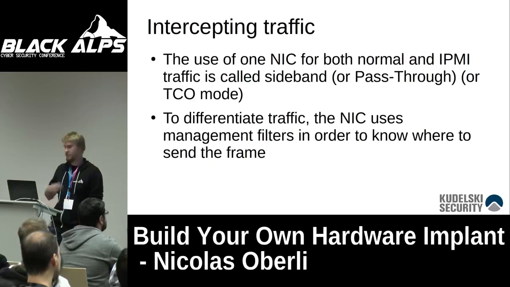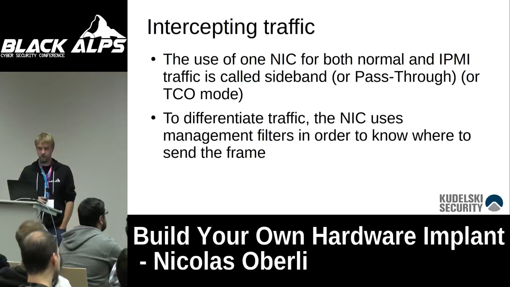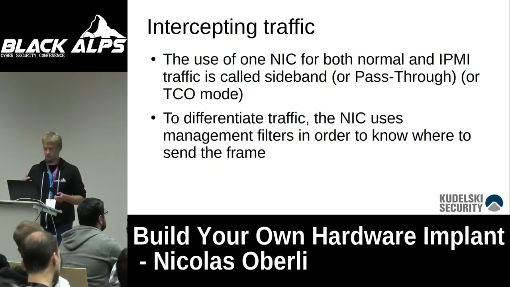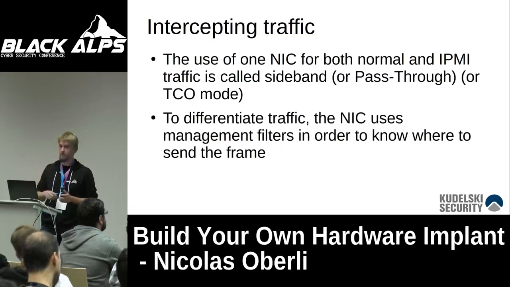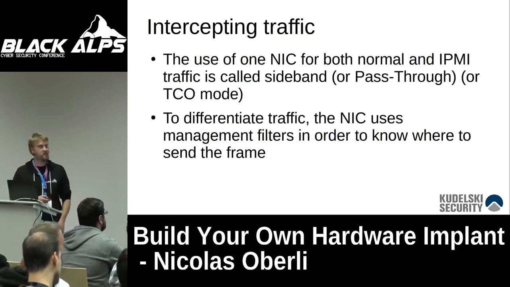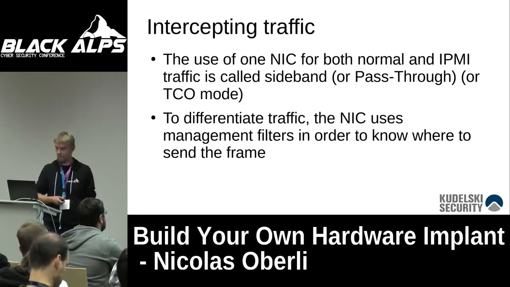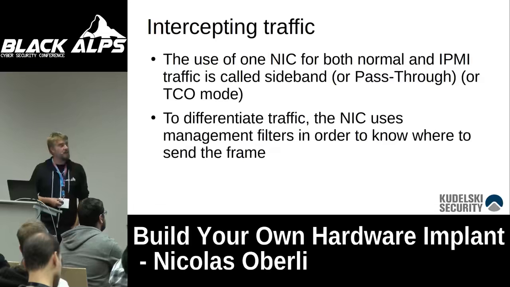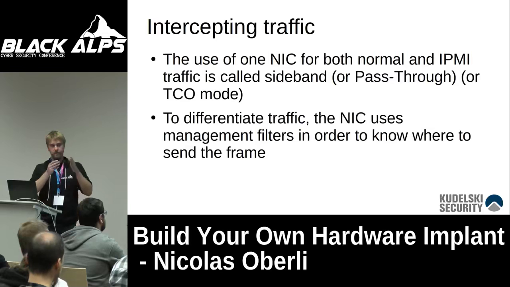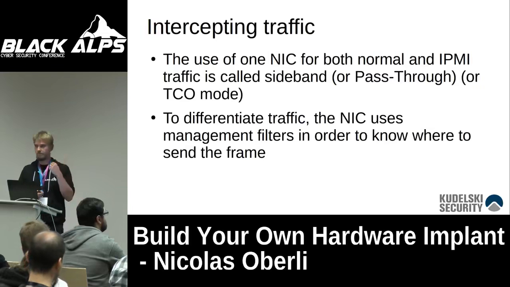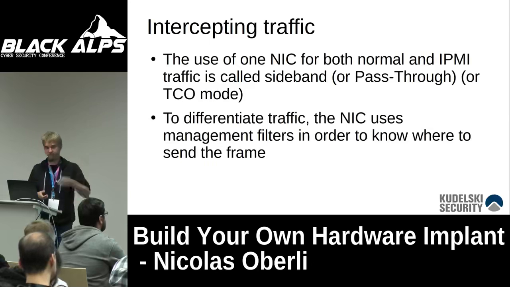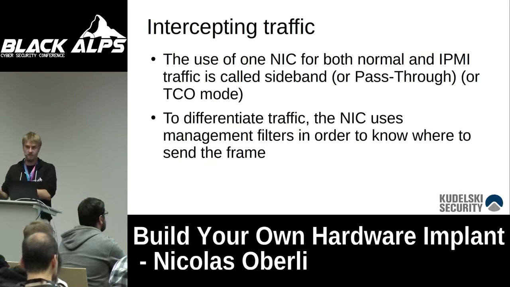So if we are still reading the documentation, we see that there is a way for the network to actually get some traffic and send it to the BMC. Remember the BMC, the stuff for the out-of-band management? So again, everything is documented, and there is a way for the network card to know if a specific packet that comes from the network needs to go to the host, so basically the operating system of the machine, or if it needs to go to the BMC.